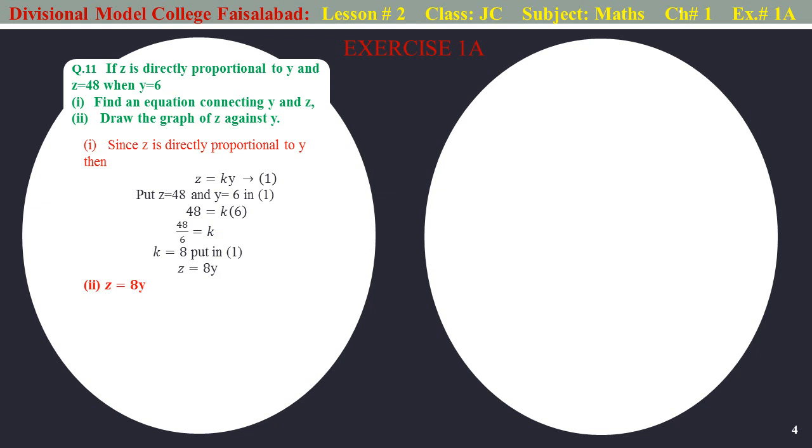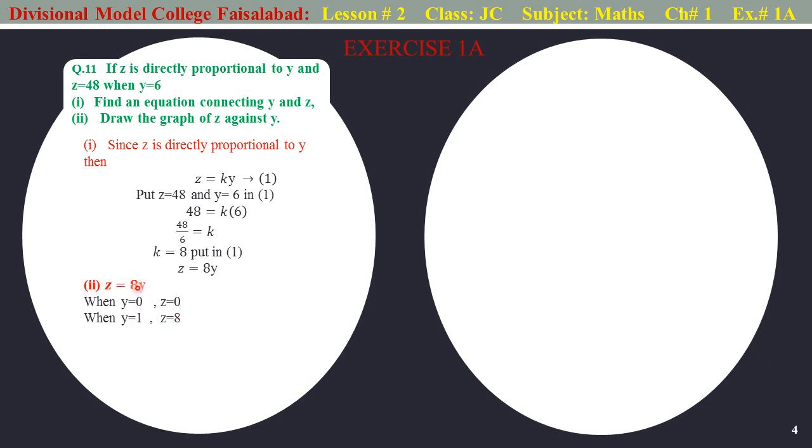Now to draw the graph, we will use this relation z is equal to 8y, and we will find 2 points on this line. When y is equal to 0, z is equal to 0, and when y is equal to 1, z is equal to 8.